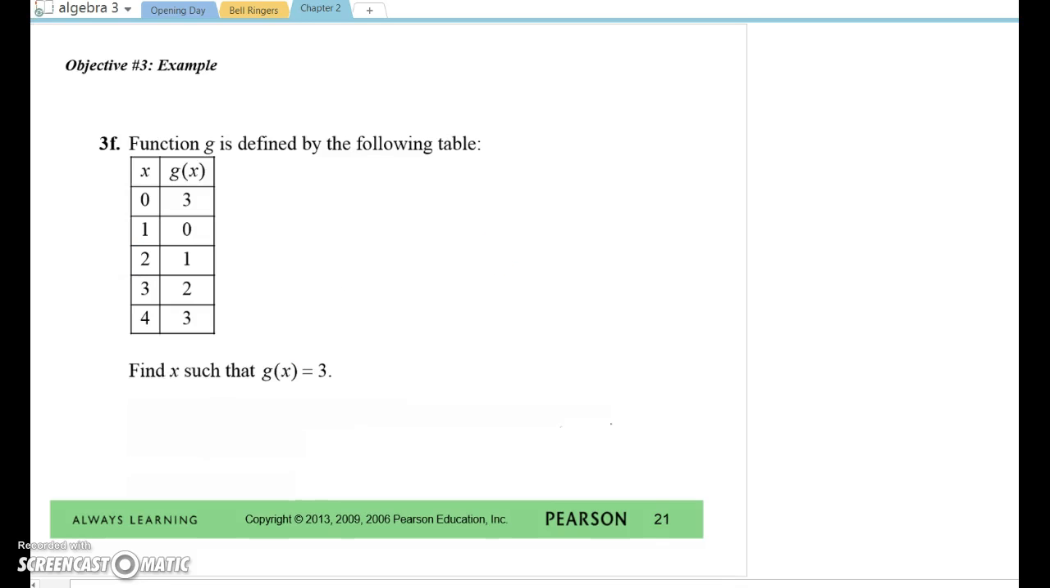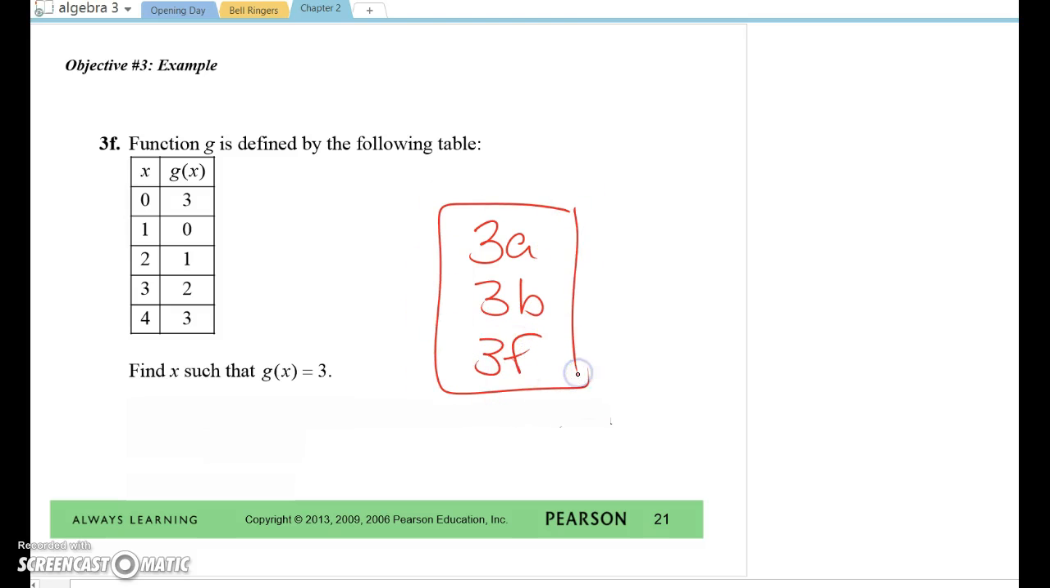And last but not least, last one, 3f. So I will be checking 3a, 3b, and 3f on Monday to see how you did.